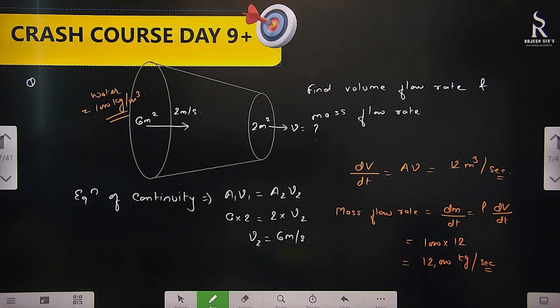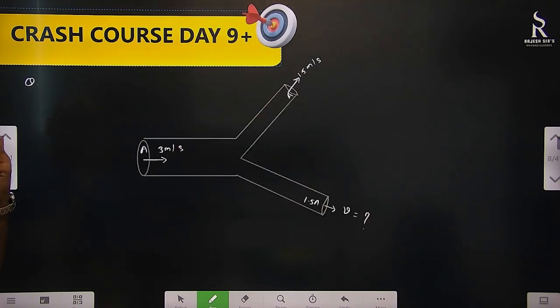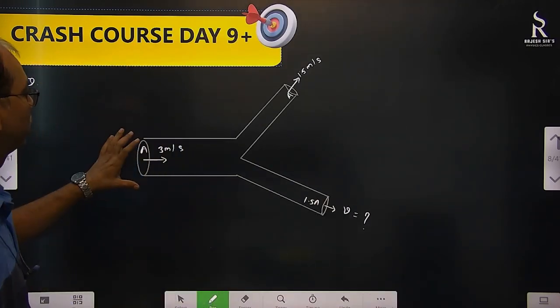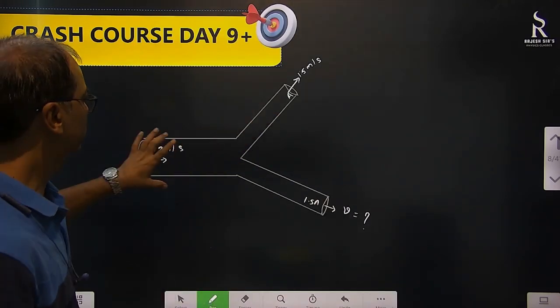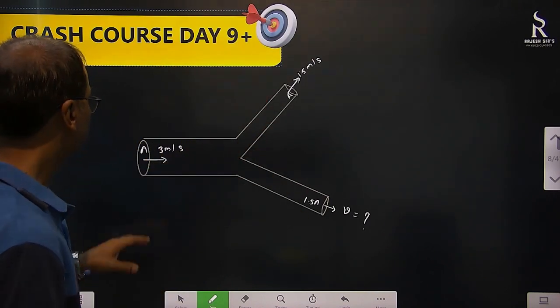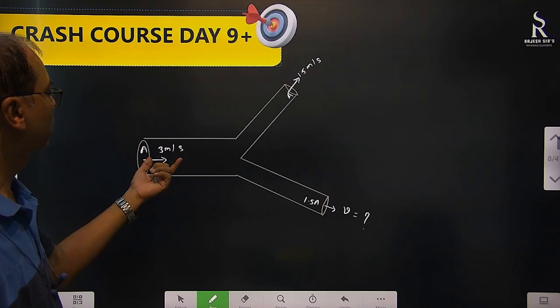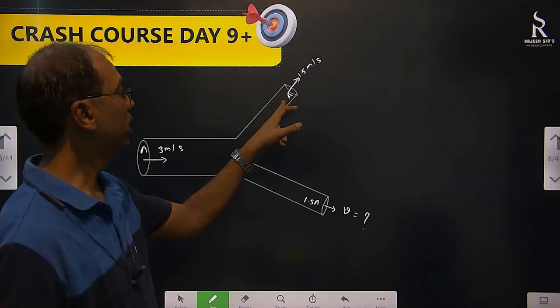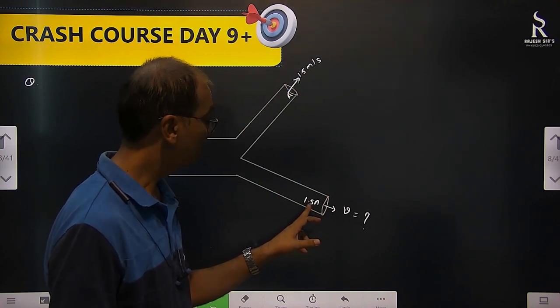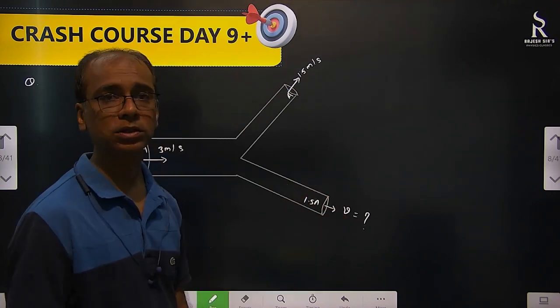Now what we have next, another question is there. So here there is a pipe. The pipe is like this, which is divided into two sections over here. Here its area is A, speed is 3 meter per second. Here is also area A, speed is 1.5. Here area is 1.5A, and velocity is asked from us.